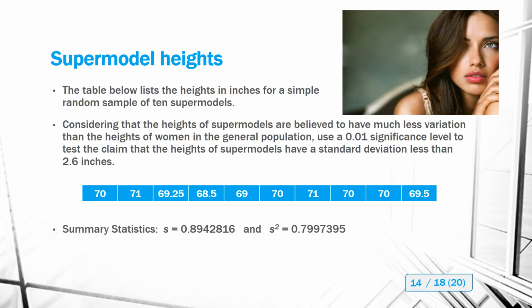Our summary statistics that we're going to be interested in from this data set are listed here on the screen. There's a sample standard deviation of 0.89 and a sample variance of 0.79, or rounded, 0.8.